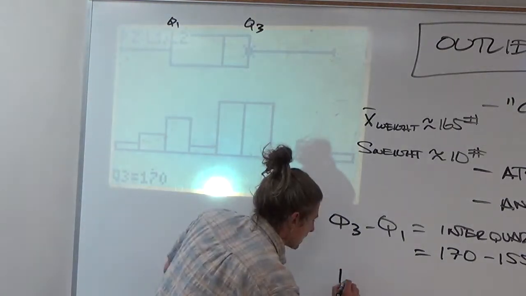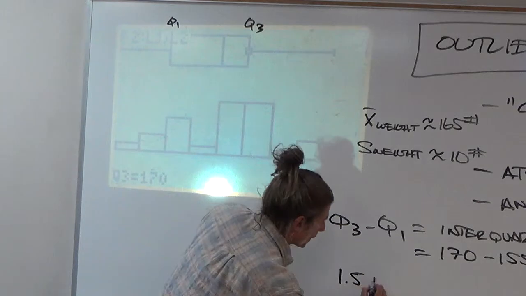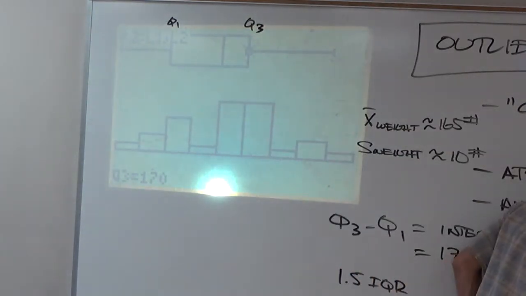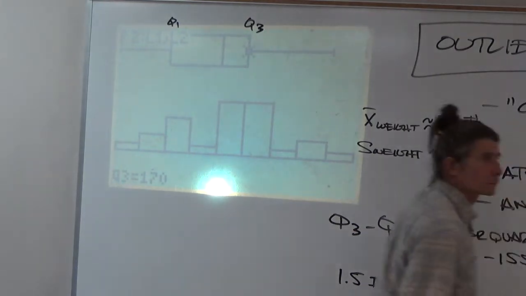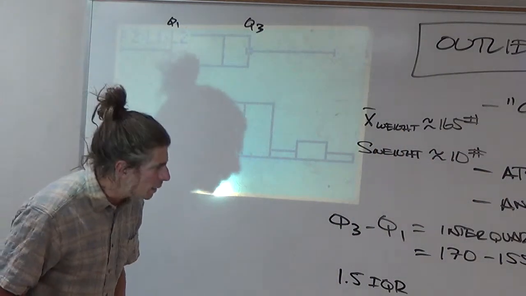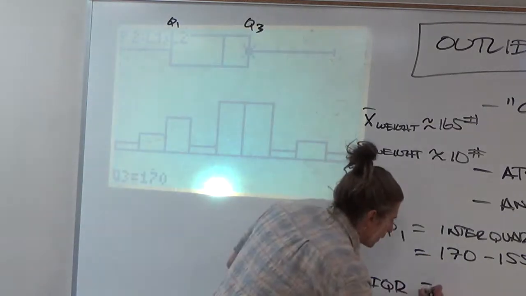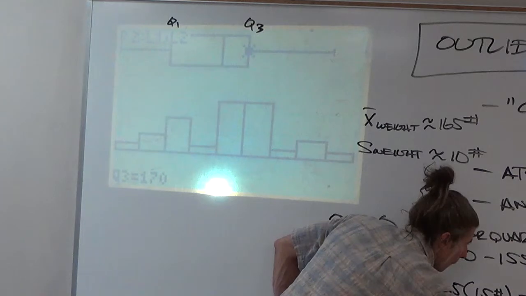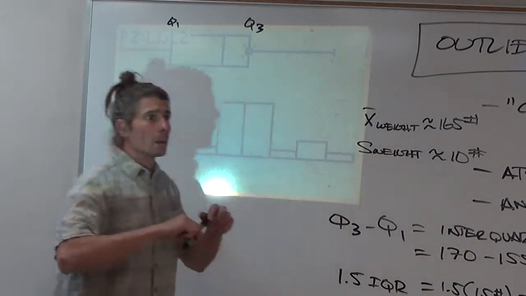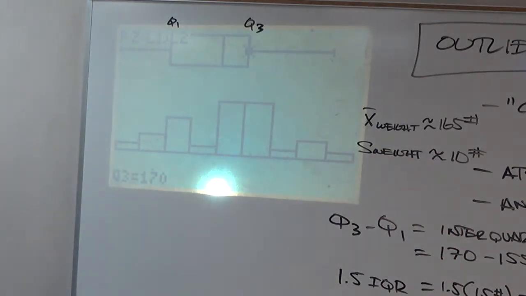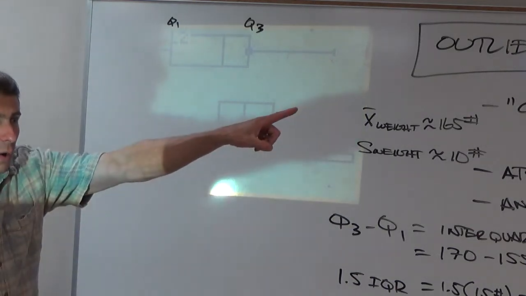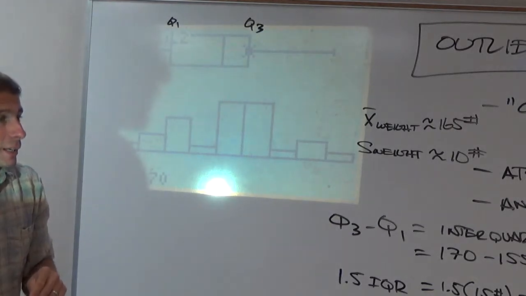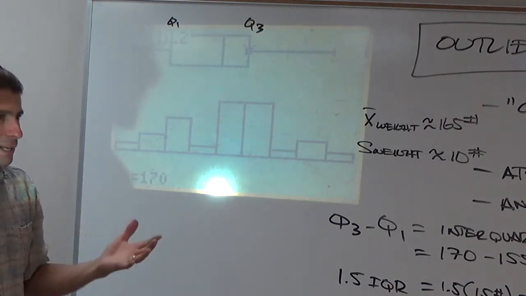You then increase it by a factor of 50%. 1.5 times that IQR. IQR is just an acronym for interquartile range. Increase it by 50%, so 22.5 pounds, I believe. Always check my math on this. That's analogous to when we go out, how many standard deviations over there? 2 standard deviations.